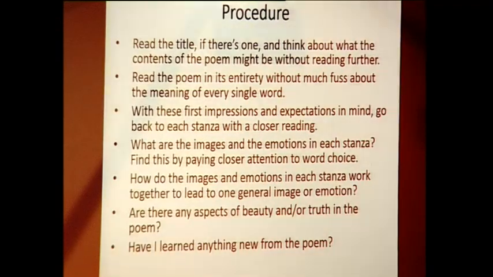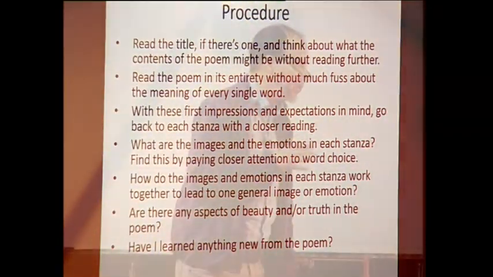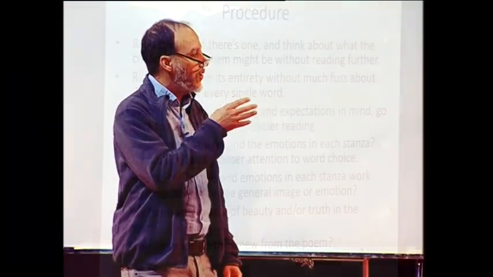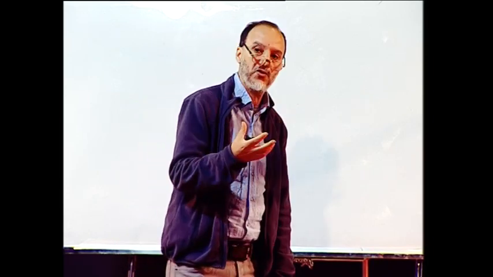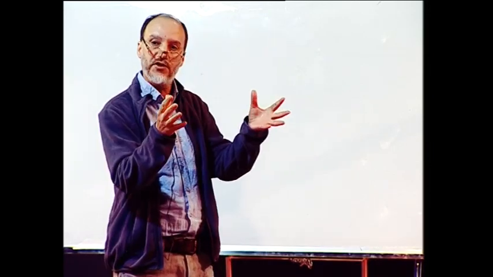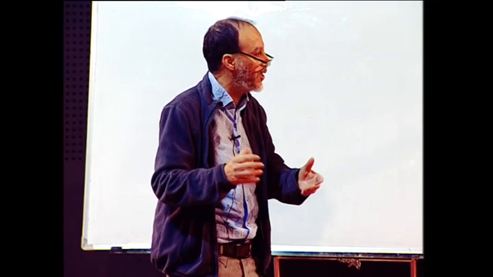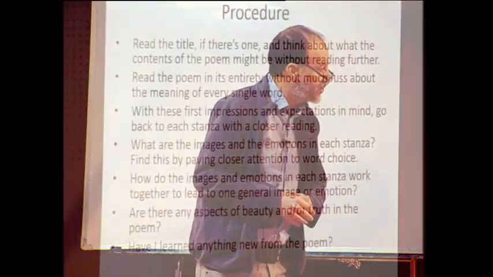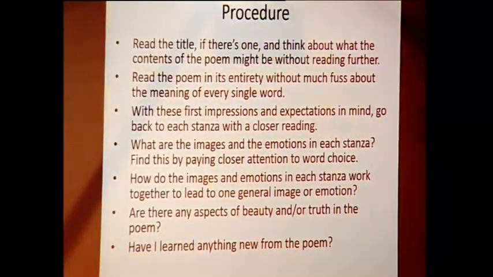Okay. How do the images and emotions that you've found in each stanza work together to lead to one general image or emotion? Now, you do this to one stanza and the next stanza, and then you try to put them together to get an idea of the entire poem. Now, you ask yourself, step number 6, are there any aspects of beauty or truth in the poem? Because poetry is normally supposed to be beautiful. That's an artistic use of language.